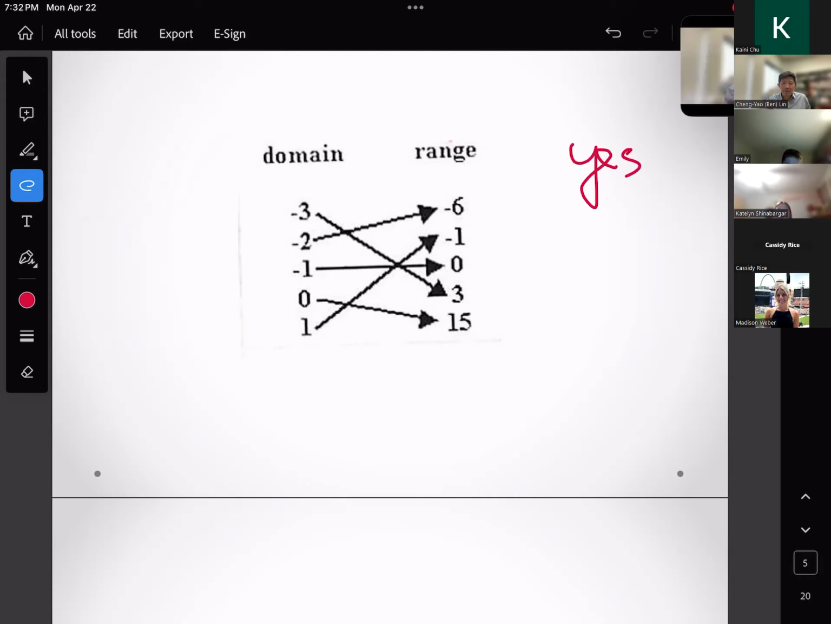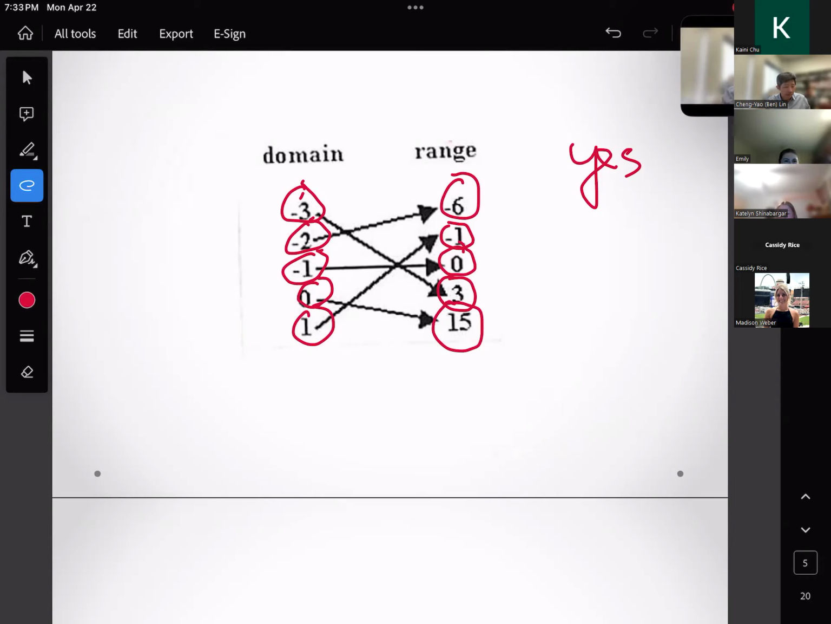Why? Because each domain can find a range. Each domain can find a range. So yes, this is a function.